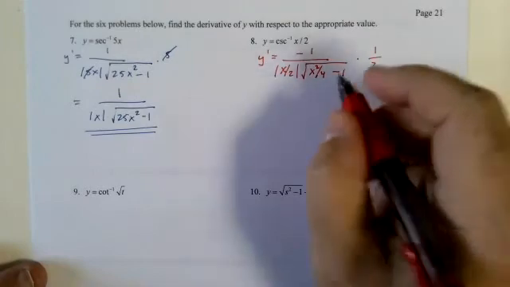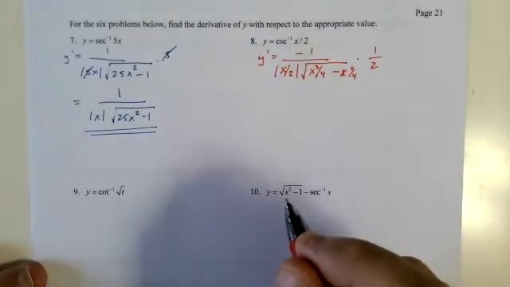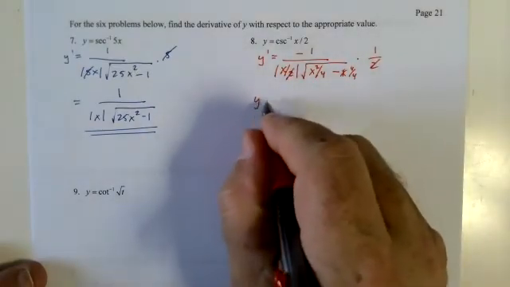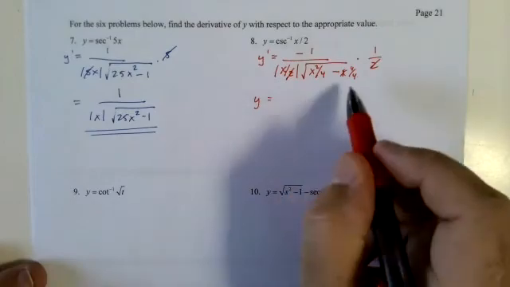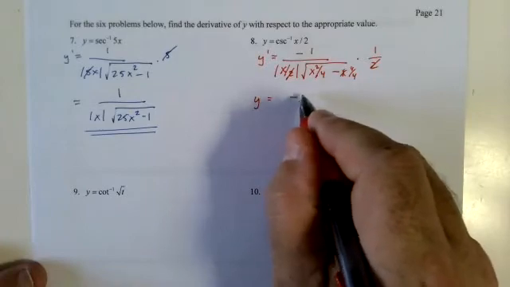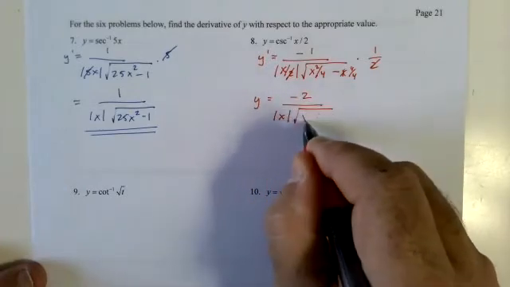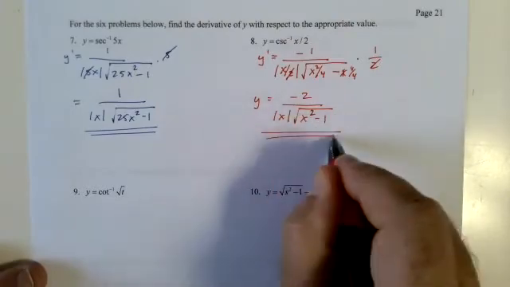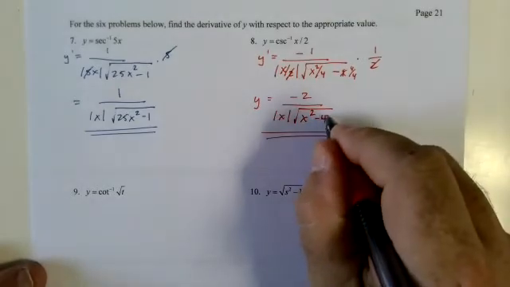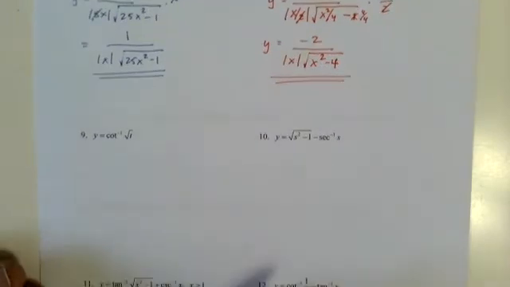All right, let's make this 4 over 4. These twos are going to cancel. Y prime equals the square root of 4 is going to flip up. Negative 2 over absolute value of x, square root of x squared minus 4. My bad, that's a 4, not a 1. Alrighty, onwards.